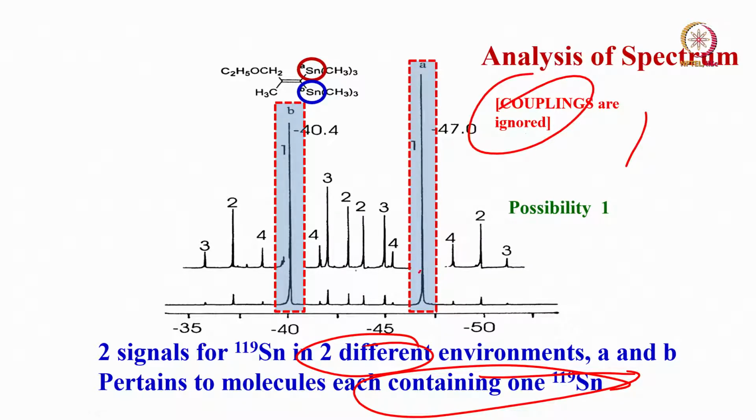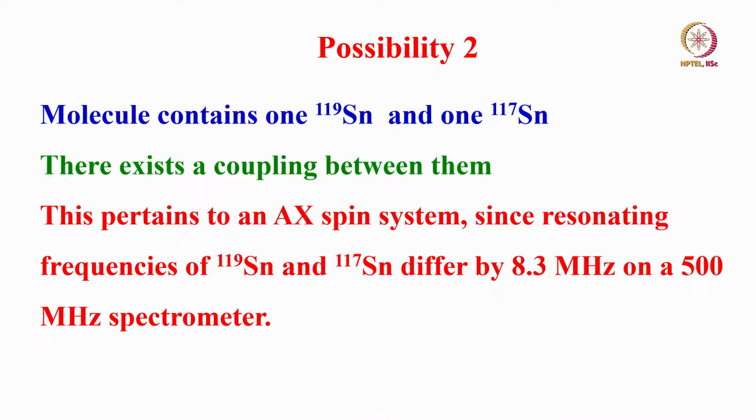So that means the two strong peaks here we can assign to two different molecules containing tin 119 in different environments. In one case this is 119, in the other case this is 119, and this one is 115 or so, which is not visible, not coupled at all. Fine. Now consider another possibility. There are varieties of possibilities you can think of.